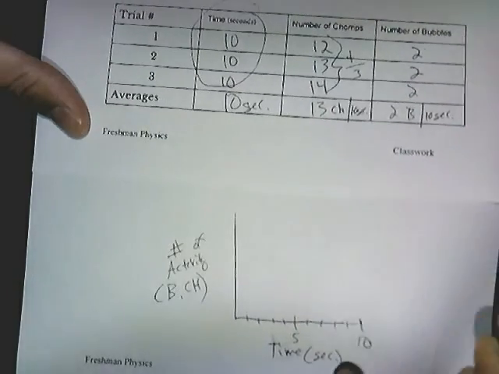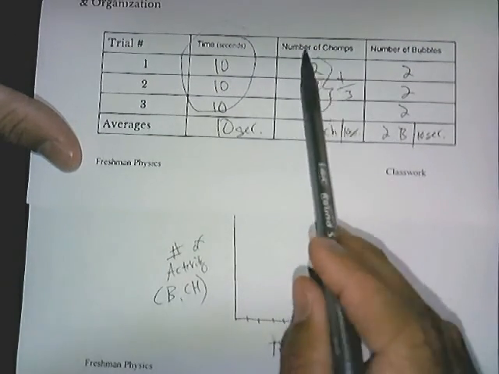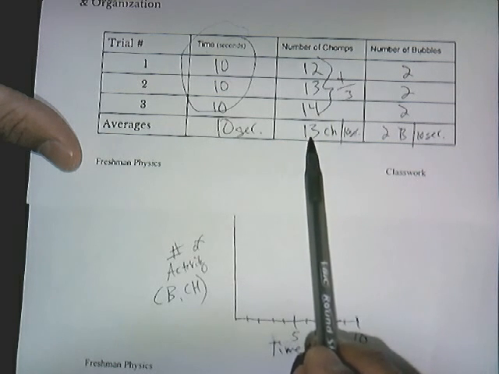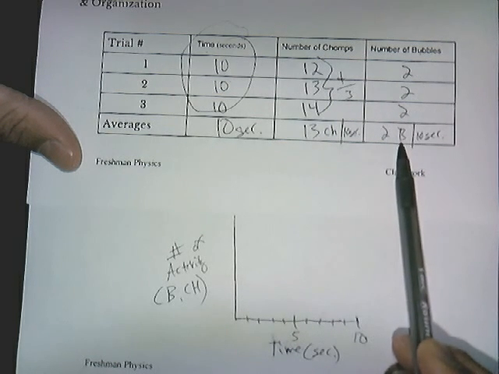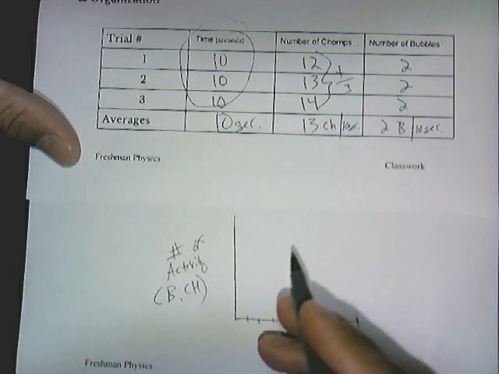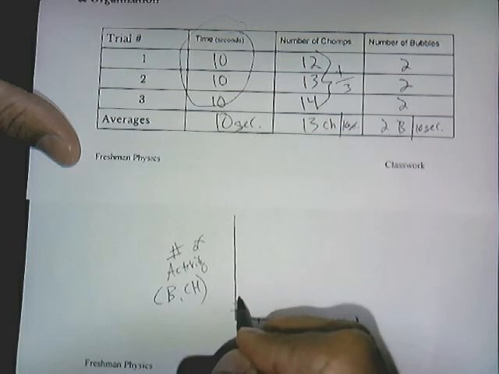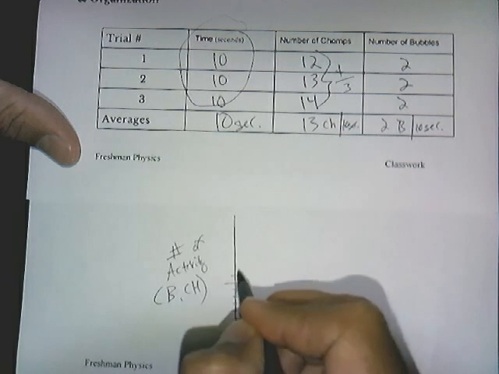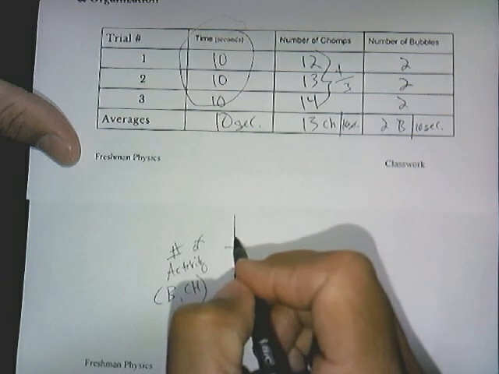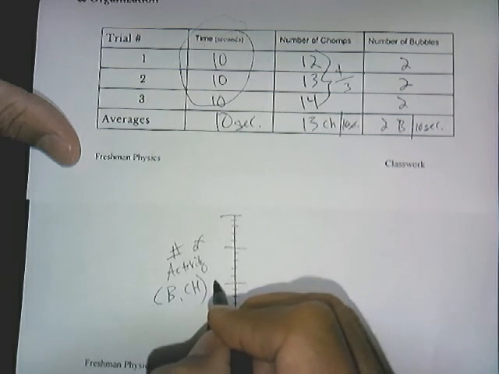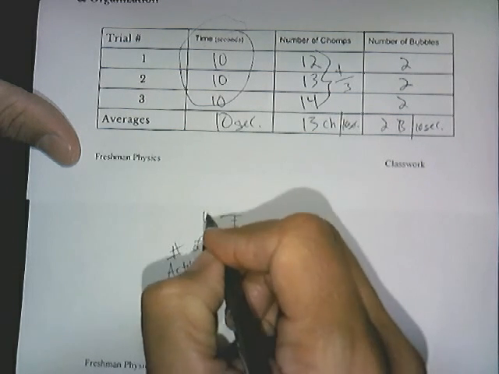Now, here I've got my values. I can't ignore that my number of chomps, I had 13 as an average, and my number of bubbles, I had 2 bubbles. So my largest number here, and I'm just going to go ahead and do something like this. So I'll go 1, 2, 3, 4, 5, 6, 7, 8, 9, 10, 11, 12, 13, 14, 15. So these are 5, 10, 15.